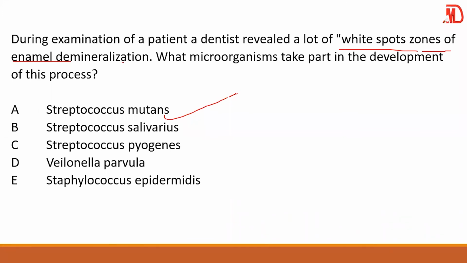And these are facultative anaerobic, gram-positive cocci. So again, it's mutans. The answer is A, Streptococcus mutans. All right.